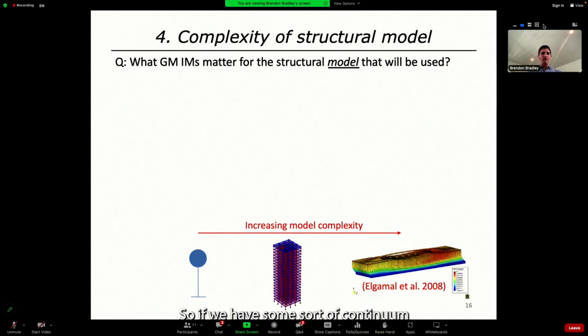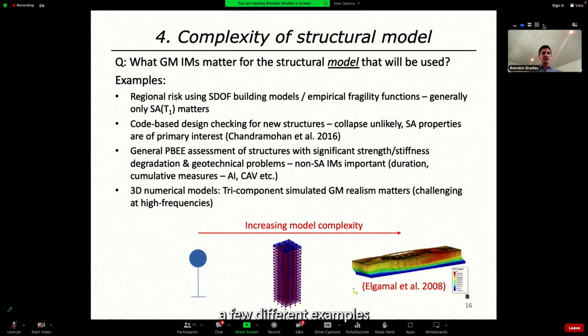So if we have some sort of continuum shown schematically on the bottom, from single degree of freedom to multi-degree of freedom models, relatively simple, all the way through to trying as best we can to represent the full problem, then we can think of a few different examples of simulated ground motion. Firstly, regional risk using single degree of freedom building models, or empirical fragility functions that are just based on PGA or response spectra. Then clearly, when we're thinking about validation, we're largely thinking about response spectra.